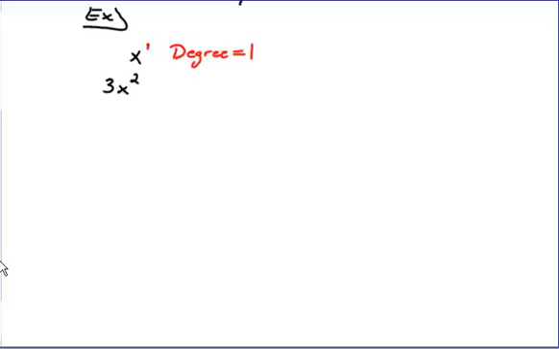3x squared, what's the degree on this? You got it. Still a monomial, right? Still a single piece. We don't have like different pieces with pluses or minuses in between, just one piece. And the degree is 2.